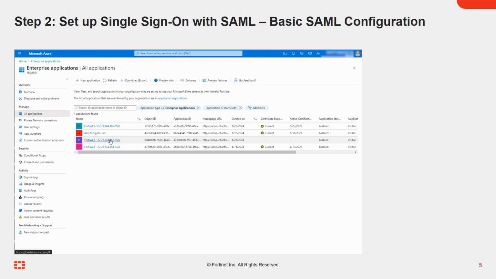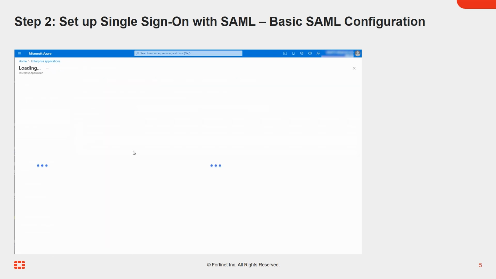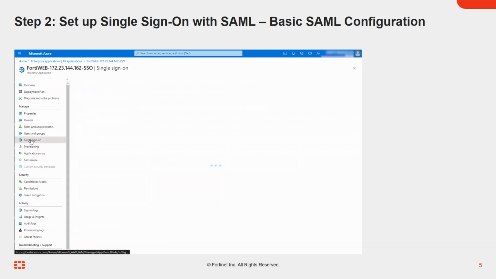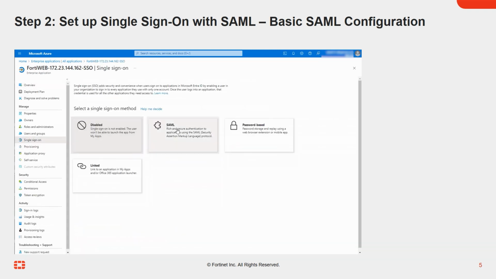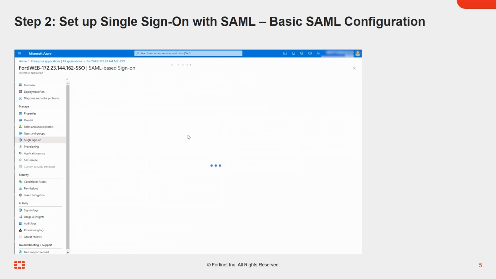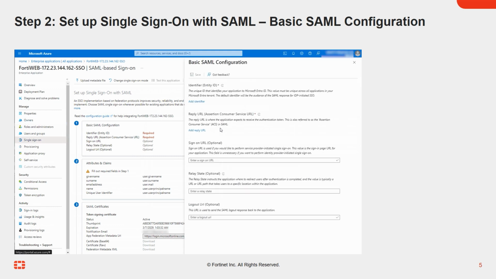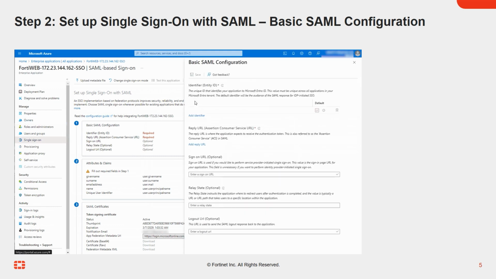Step 2. Navigate to Manage, Single Sign-On, SAML, and edit the basic configuration. Copy the single sign-on details from the FortiWeb.